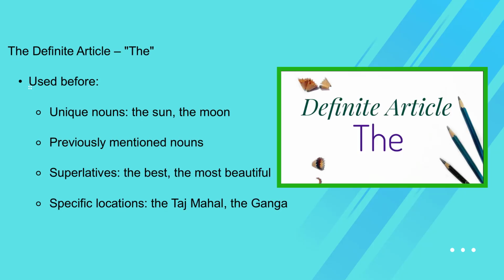The definite article, the. Let's explore the definite article, the. We use it for unique things like the sun or the moon. It's also used for previously mentioned nouns or superlatives like the best. Use it with famous landmarks or specific places, the Taj Mahal, the Ganga. It makes your language more specific and focused.